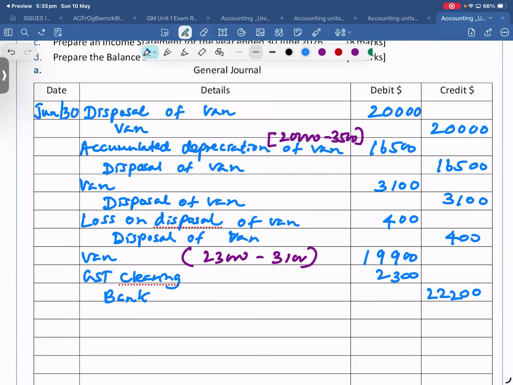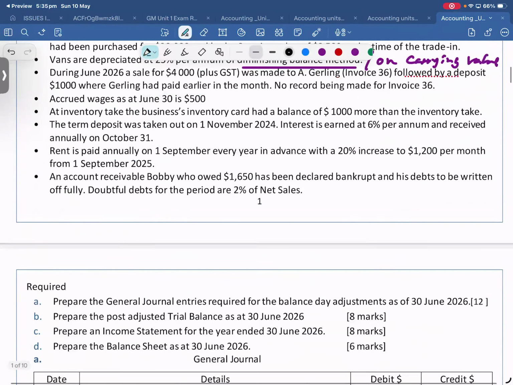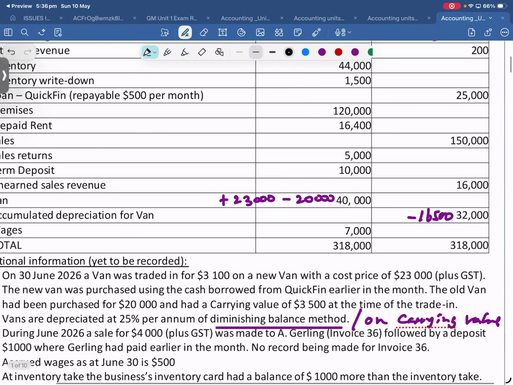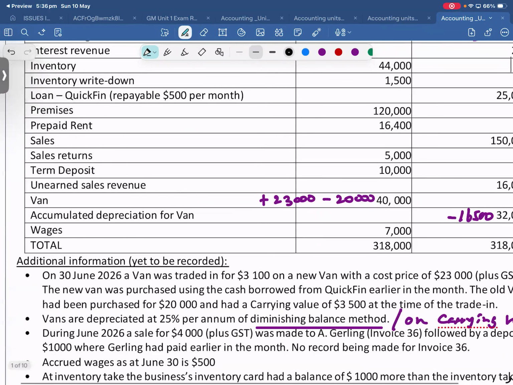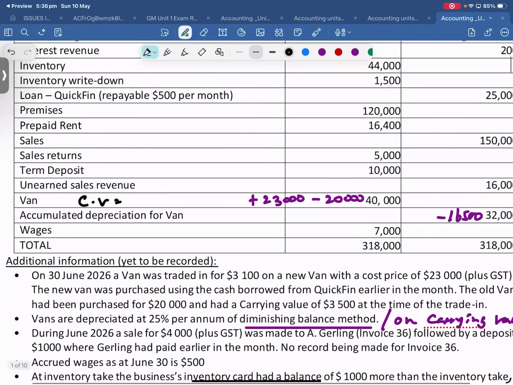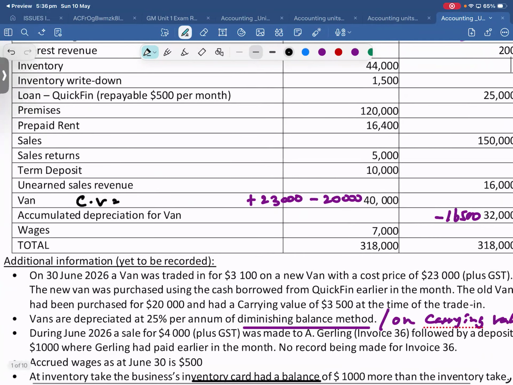Right. Next one, guys. The double entry for the depreciation. How much is the depreciation now? Van is 40, accumulated 32. So 40,000, we have to get the carrying value. Carrying value is 8,000. Everyone is okay with that? 40 take away 32, yes.